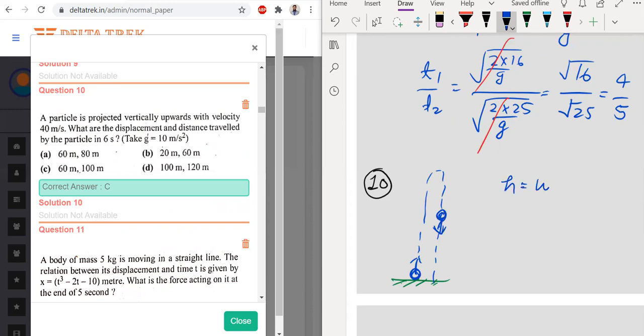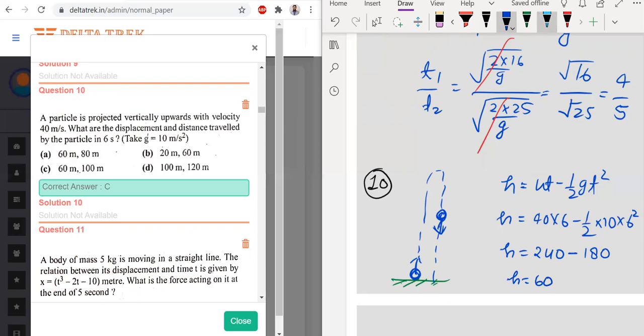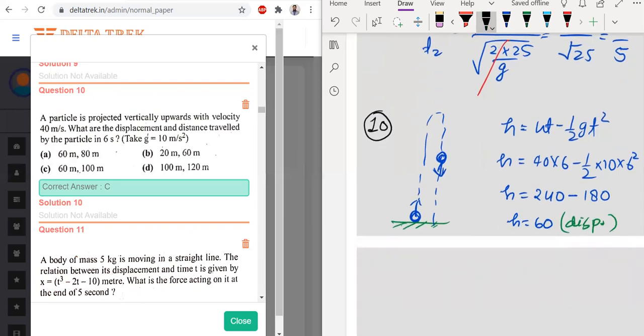So if I solve h is equal to ut minus half gt square for 6 seconds, it is 40 into 6 minus half into 10 into 6 square. For 6 seconds, I am calculating the height. So it will be 240 minus 180. So it will be h is 60 meter. Remember, this is displacement. This is not distance. Why? Because what may happen, it might go to certain other height, h max.